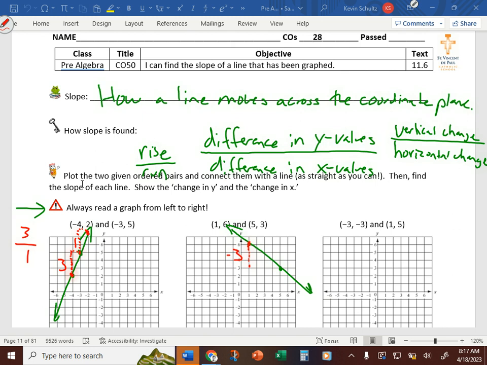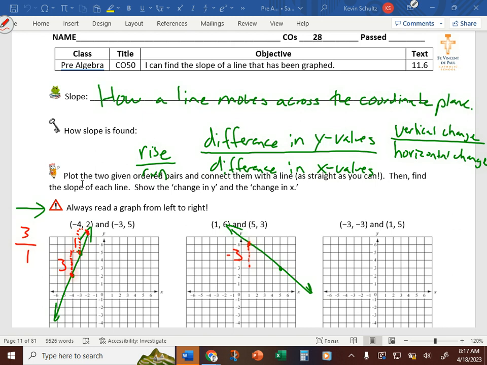Okay? When you go up, the change is positive. When you go down, the change is negative. That's how you can tell the difference. Am I going up or am I going down, right? If I tell you the slope of the line is negative 3 over 2, that tells you that you're going down the y-axis to get from point to point.